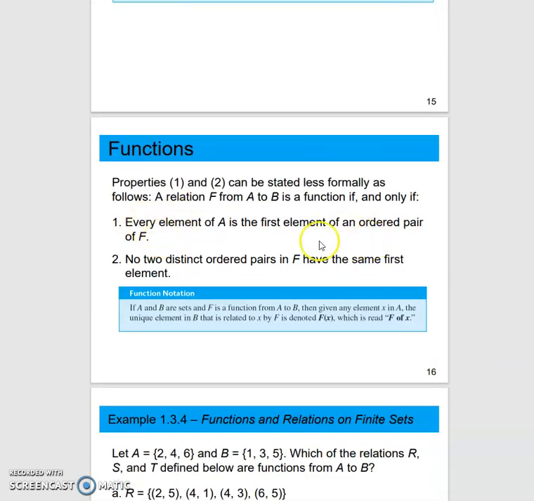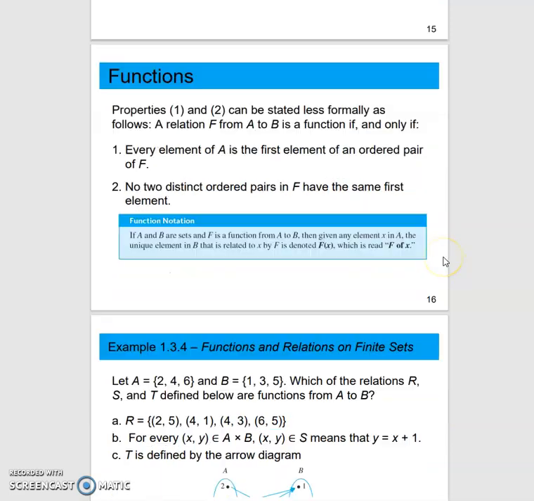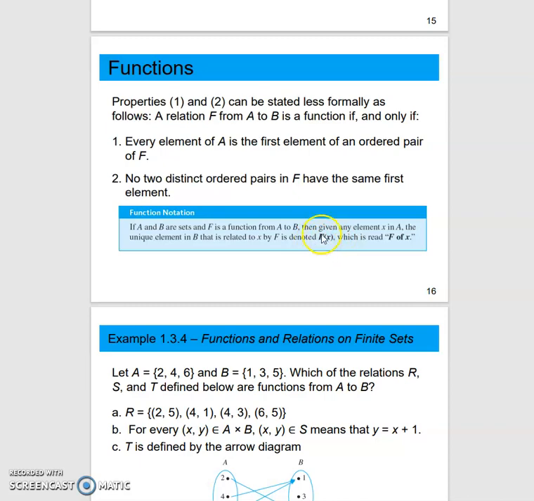So again, our less formal way of describing that: every element of the first set A is the first element of an ordered pair, and then no two distinct ordered pairs in f have the same first element, or x value. And again, we've got that function notation, which we are hopefully familiar with.